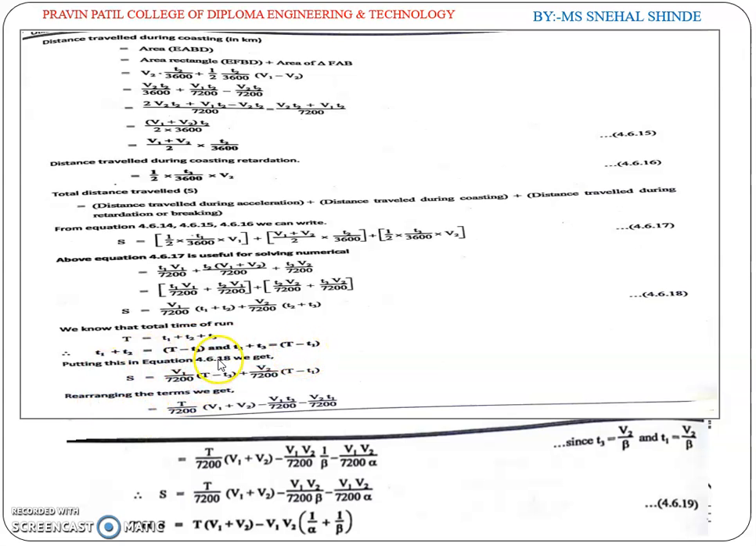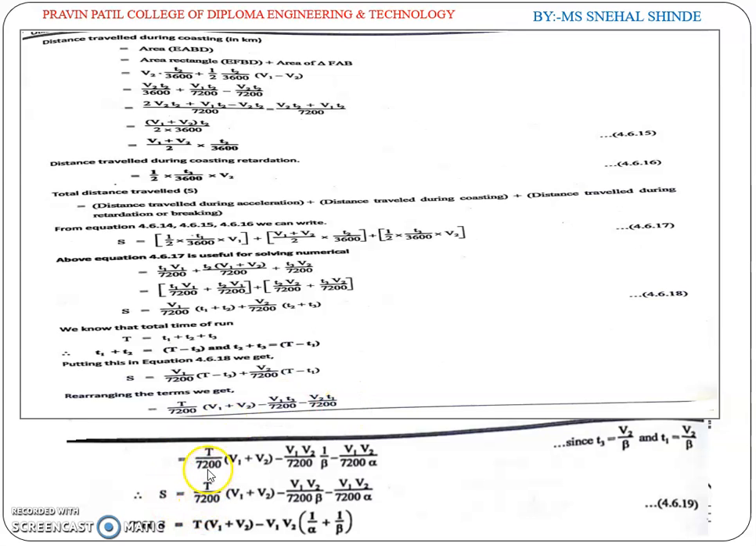So putting this in the equation, we get S equal to V1 divided by 7200. In place of this we have to write T minus T3, plus V2 by 7200. Here we have to write capital T minus T1. So rearranging the terms, we get S equal to T divided by 7200 times (V1 plus V2), minus V1 into T3 divided by 7200, minus V2 into T1 divided by 7200.